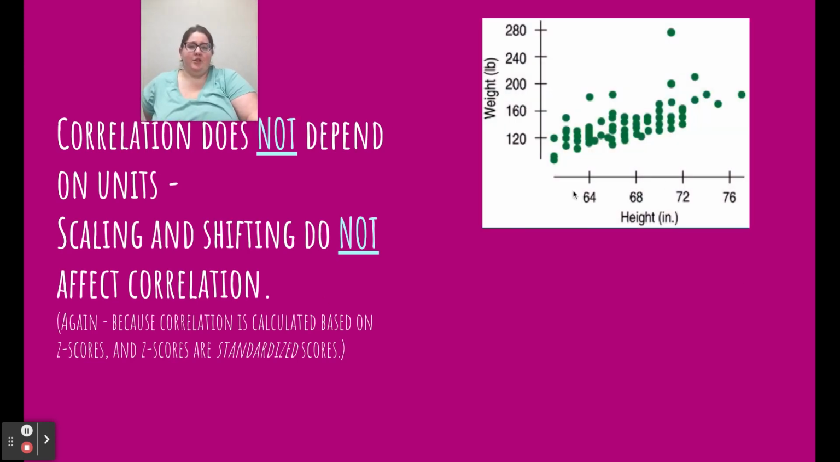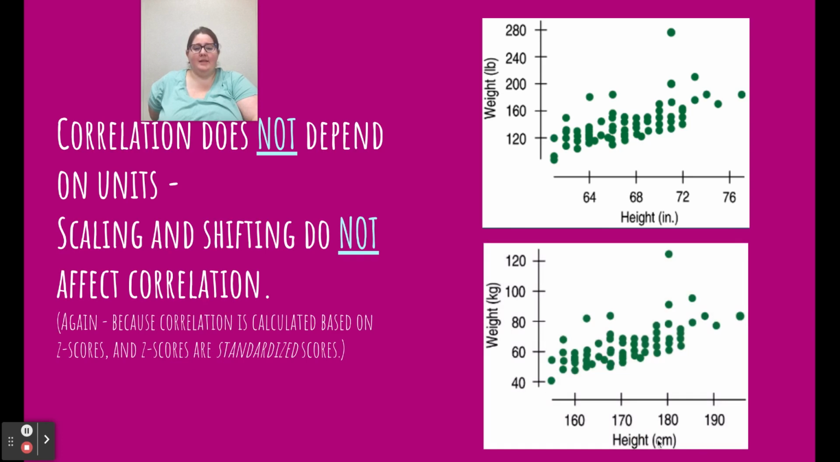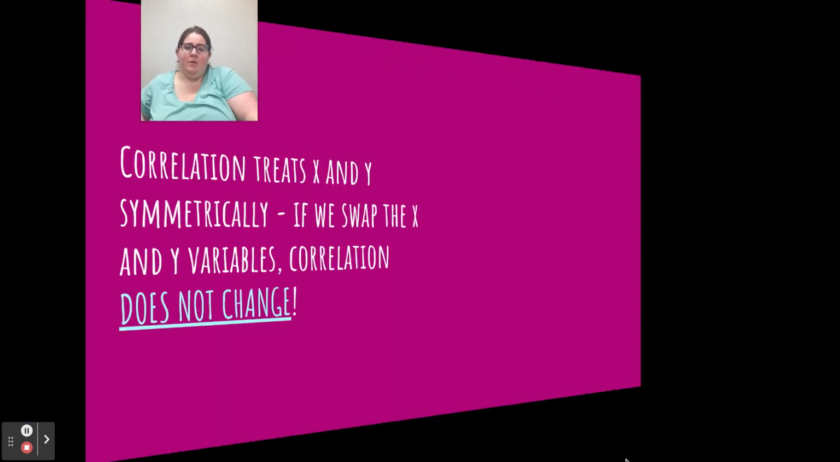So this is an example. It's showing the height versus the weight of a bunch of different people, heights in inches, weights in pounds. If I convert that to heights in centimeters and weights in kilograms, we see pretty much the same exact data. So it's going to have the same correlation.